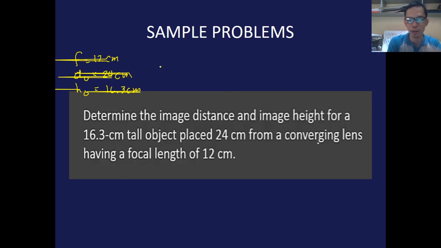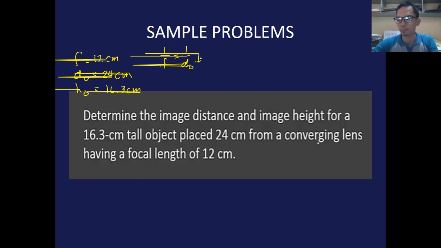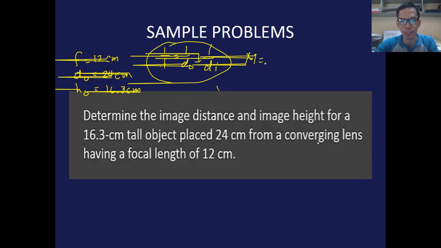So what formula are we going to use? We will use the formula 1 over f is equal to 1 over d sub o plus 1 over d sub i. And aside from this formula, we will use the magnification equation. So we have magnification is equal to the height of the image over the height of the object, which is equal to negative distance of the image over distance of the object. Alright, so let's compute.